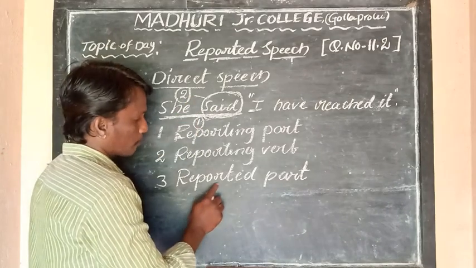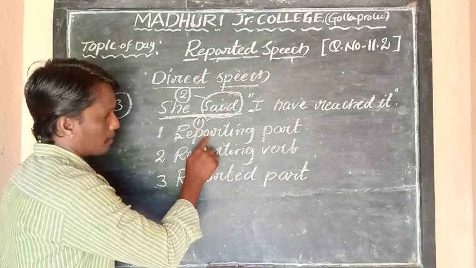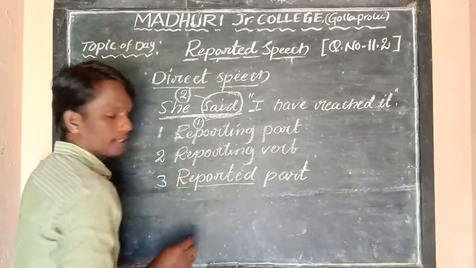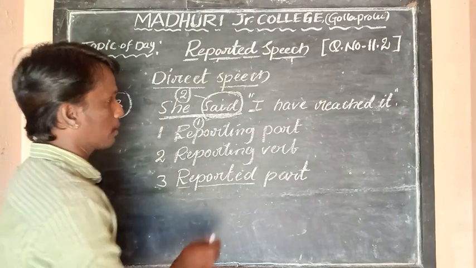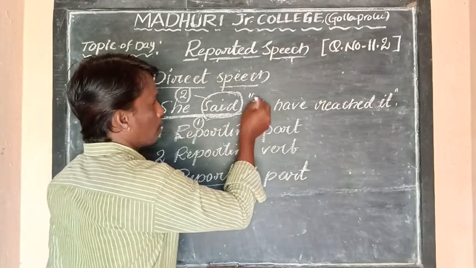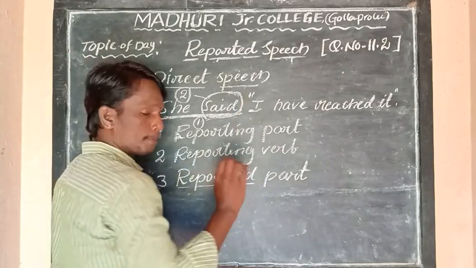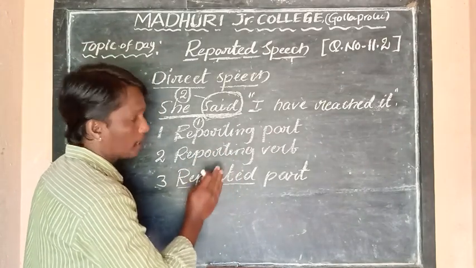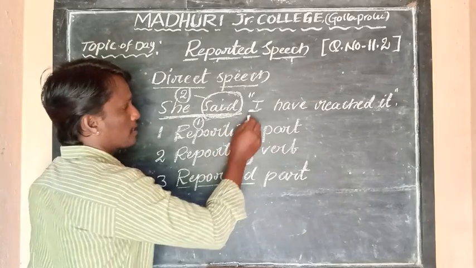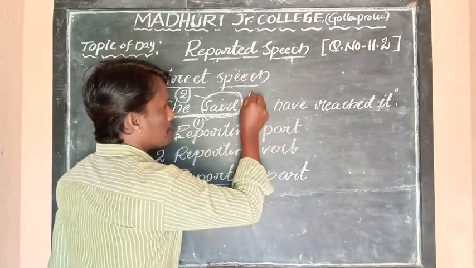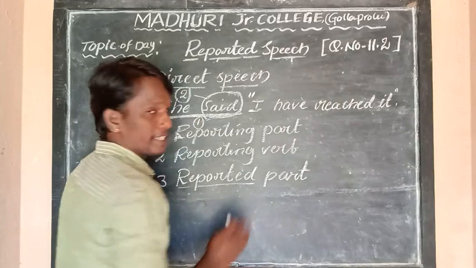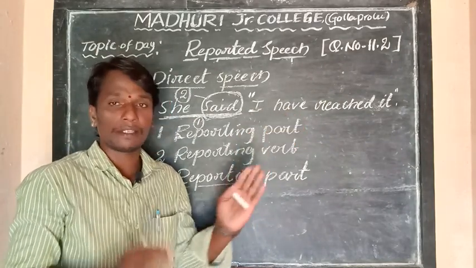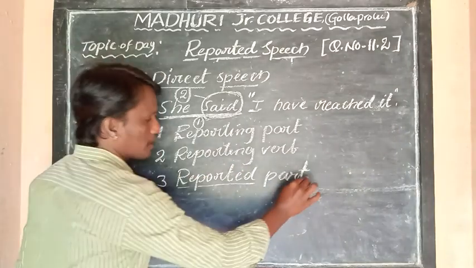And finally, this is reported. So the first one is reporting, the second one is also reporting. And finally, the third part of the direct speech is reported part, the part which is already said. If you are asked what exactly the reported part is, it is nothing but a sentence which is enclosed within the inverted commas. That is part 3.